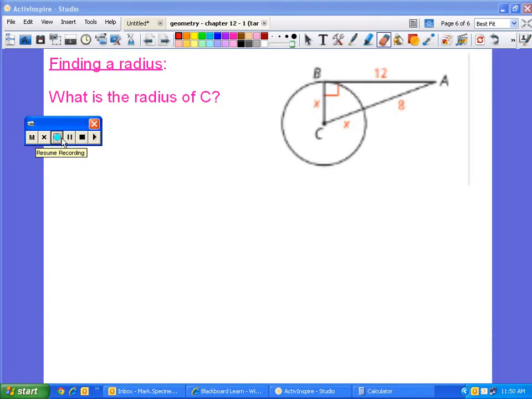The last part of this part of the lesson relates to finding the length of the radius. Now, you may notice that this is a triangle, and it is a particular type of triangle. It is a right triangle. Therefore, to find the length of sides of right triangles, we use the Pythagorean theorem.